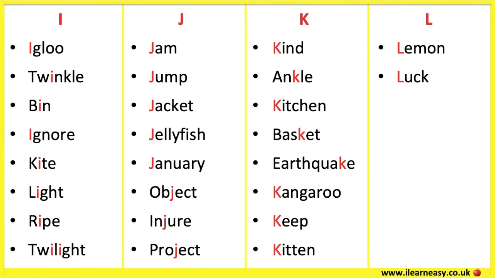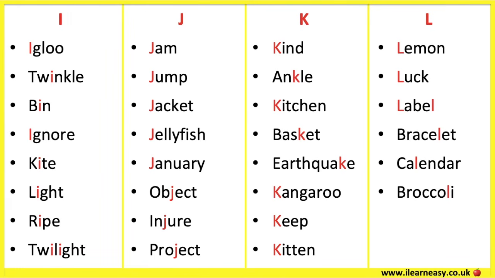luck, label, bracelet, calendar, broccoli, blaze, shallow. The double letters make a one-letter sound. Shallow.